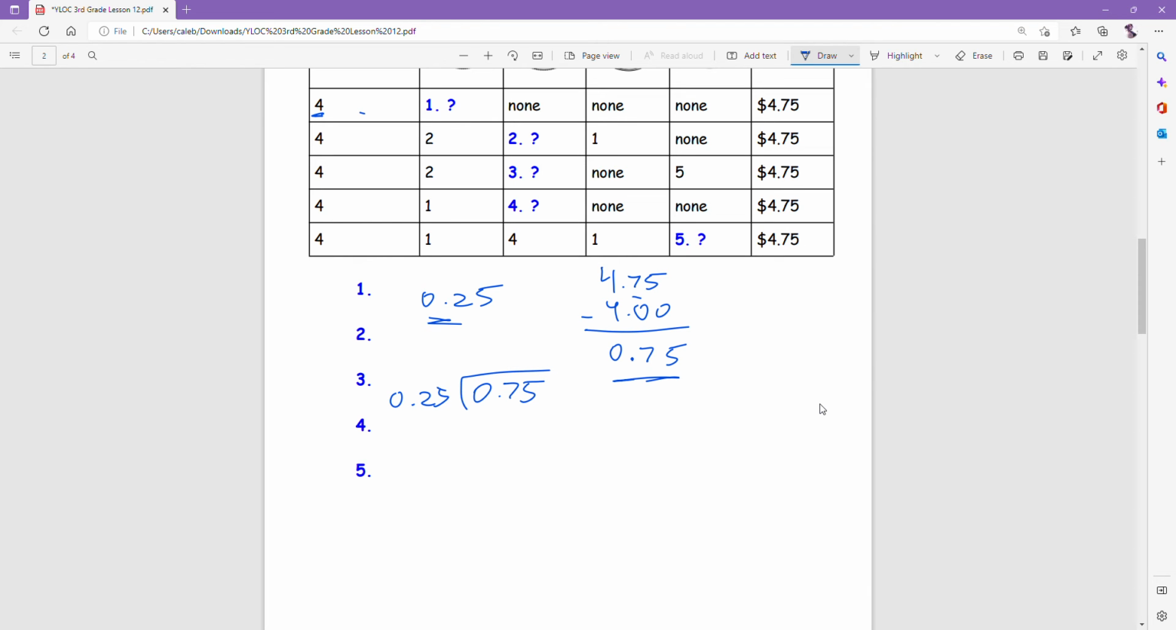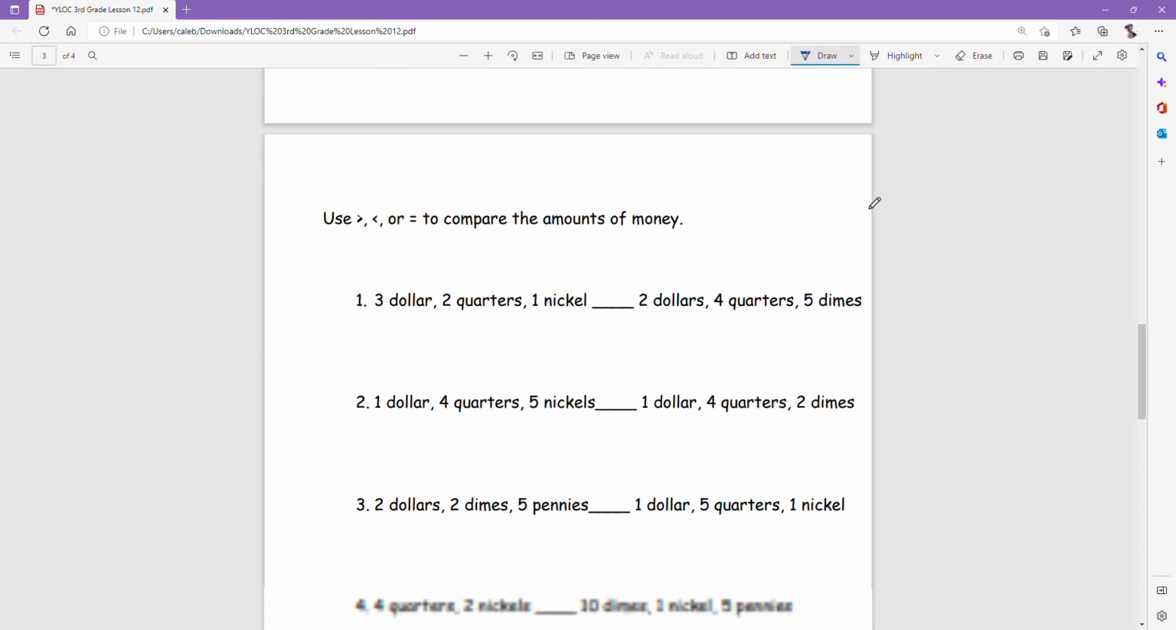And so we're going to have to find out how many 0.25s can go into 0.75. And it's actually 3, and 3 times 0.25 is 0.75. So we're just going to subtract them, and it equals 0. So our answer for number 1 here is going to be 3. Let's move on to the next page.